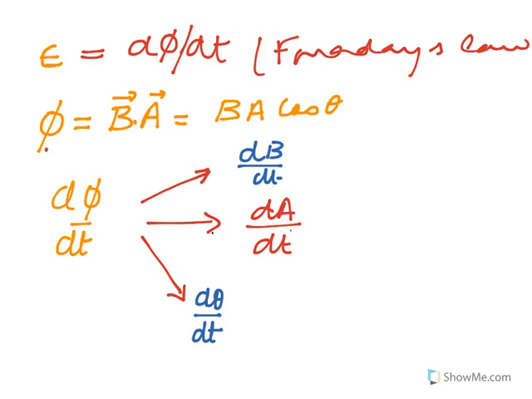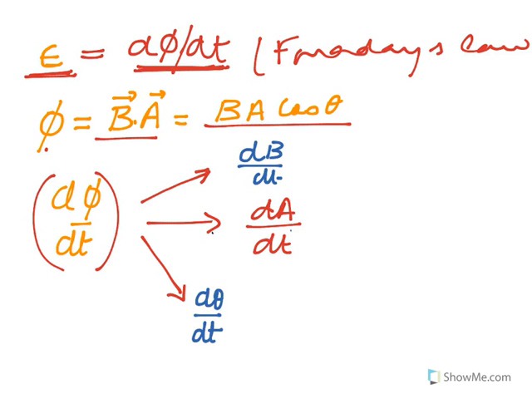So phi is equal to B dot A, that is BA cos theta. So this d phi dt, which causes induced EMF, we need to find out what is the reason for this d phi dt. There could be d phi dt due to B, due to A, due to theta, because phi is equal to BA cos theta. So d phi dt could be either due to dB dt or due to dA dt or due to d theta dt.